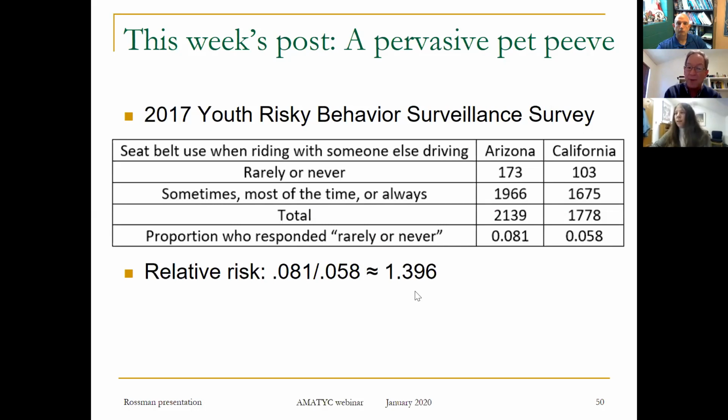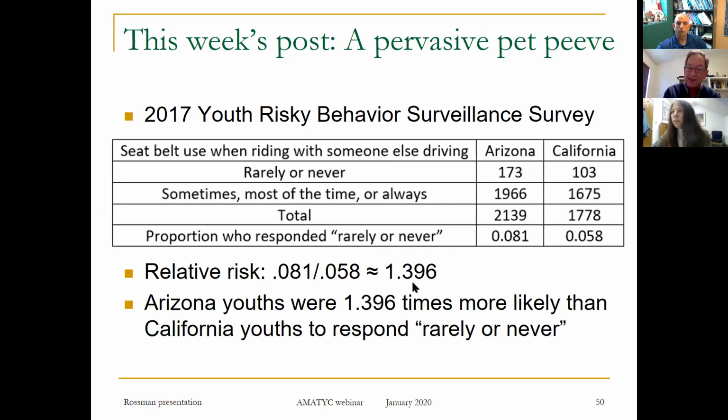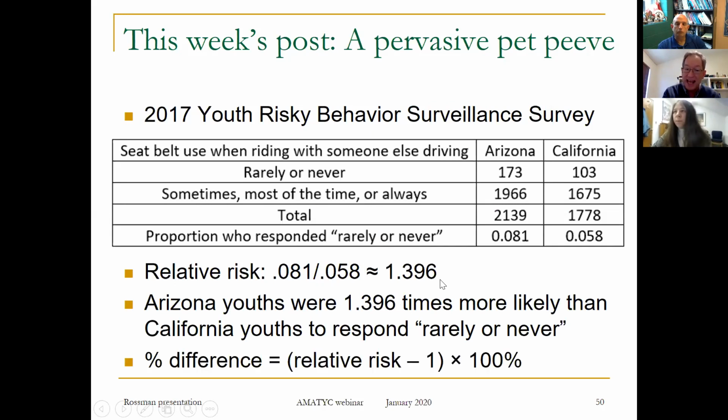When we do that, we get 1.396. Does that look familiar? Sure, that looks familiar. Well, first, we can interpret that. Arizona kids were 1.396 times more likely to respond rarely or never than California kids. Why times more likely? Because we took a ratio. There's where the times is coming from. But notice that gives you the 39.6% more likely.